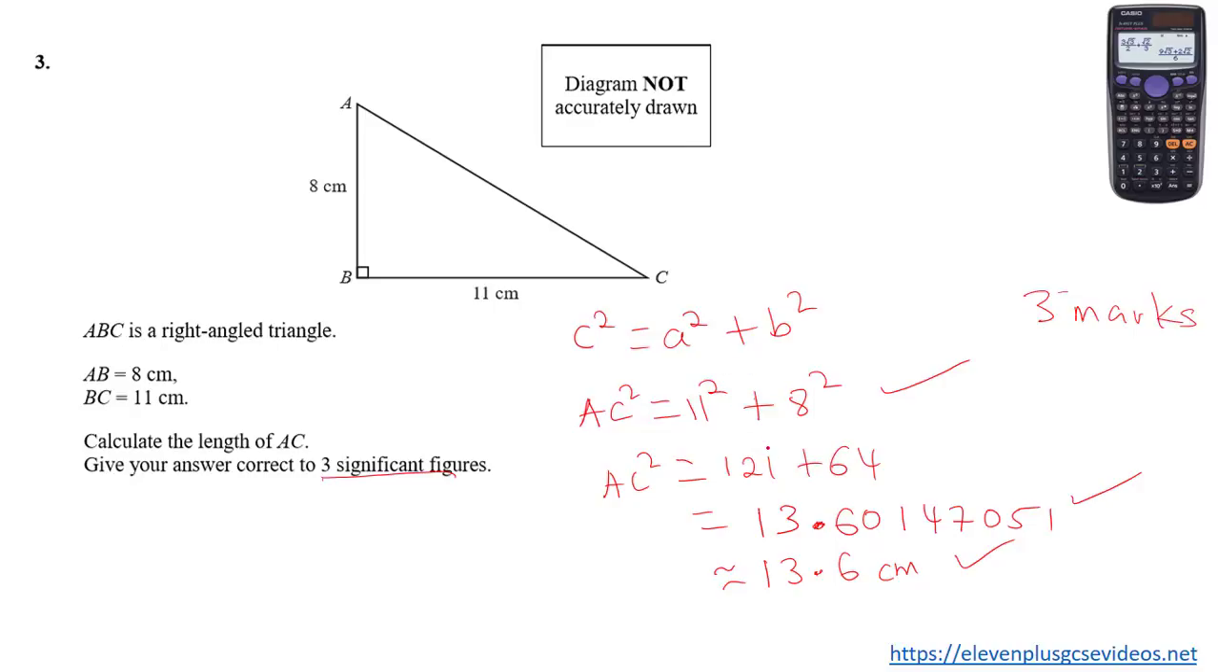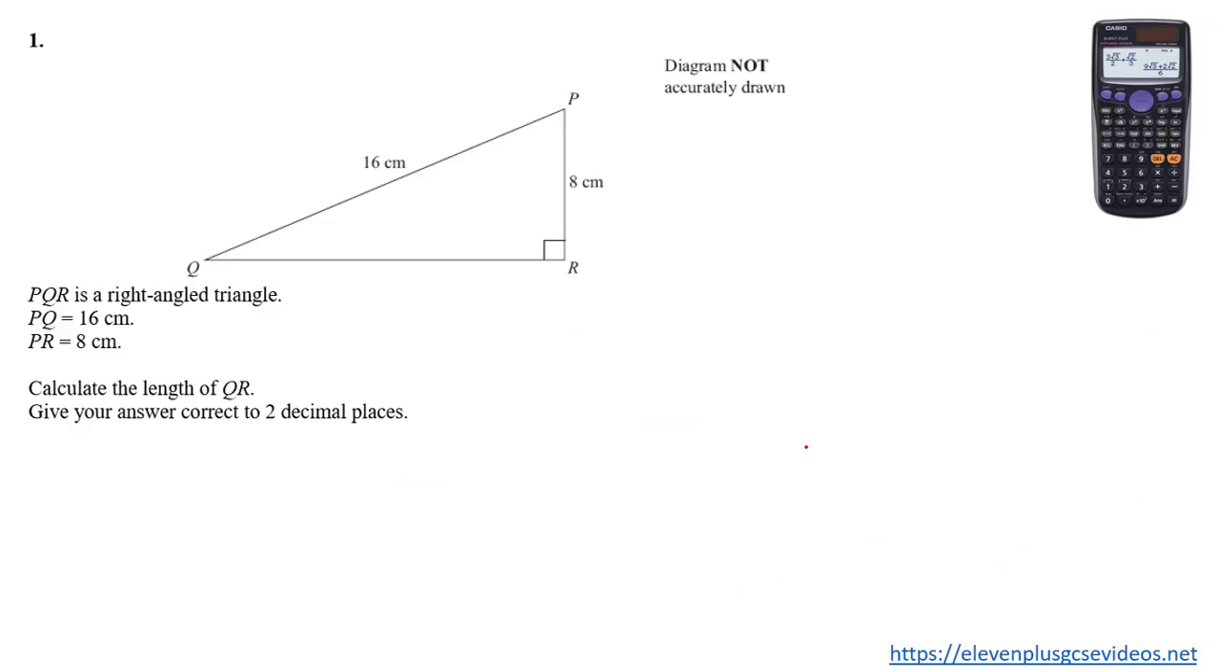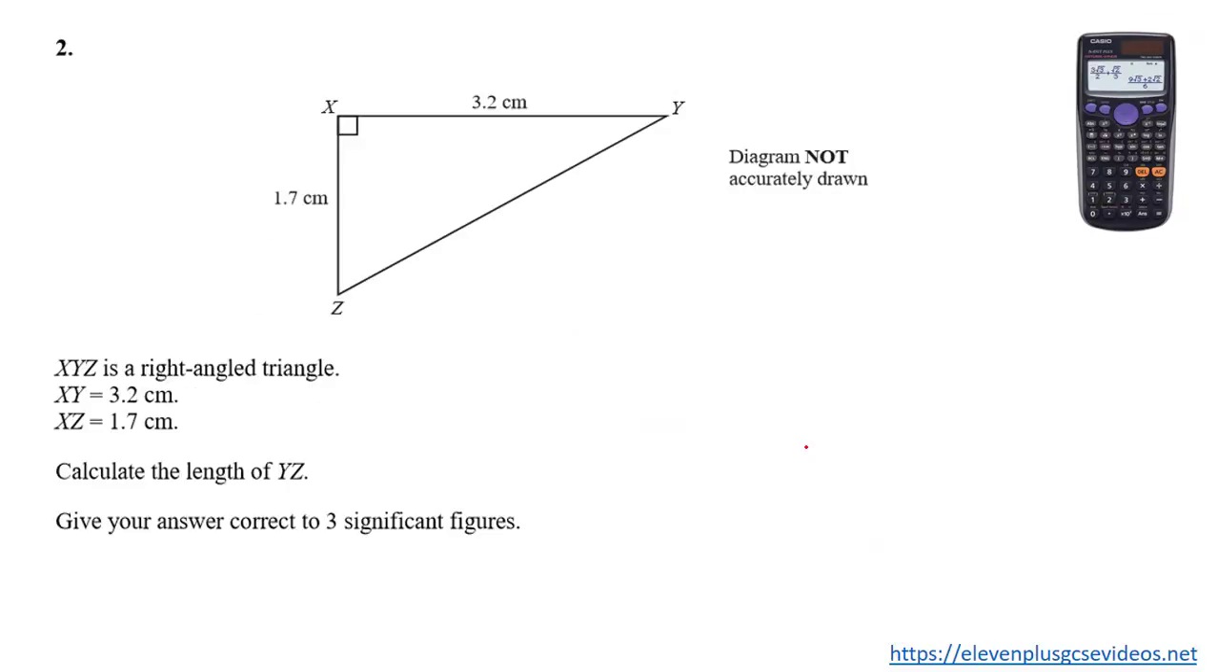So these would be typical exam questions, 3 significant figures. Now, this one again, I would like you to pause the video, and if you want to try this, again, just like we did in the other situation, pause the video and try this quickly, finding ZY to 3 significant figures.